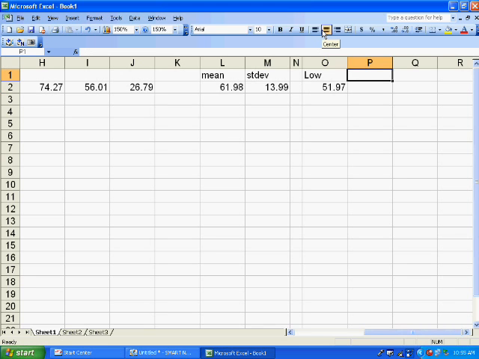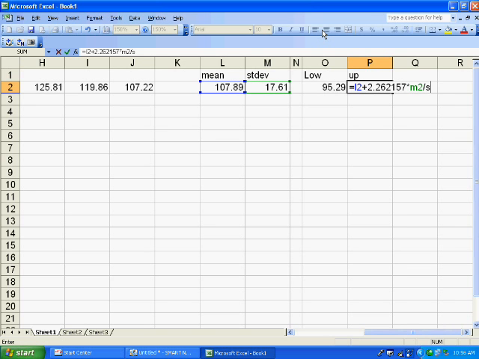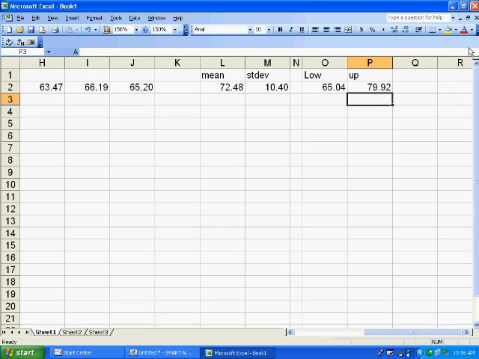Okay, the upper limit is equal to L2 plus the T value, 2.262157, times the sample standard deviation, M2, divided by the square root of 10. Okay. Any questions?